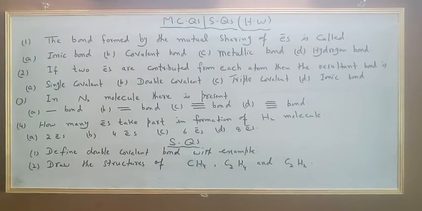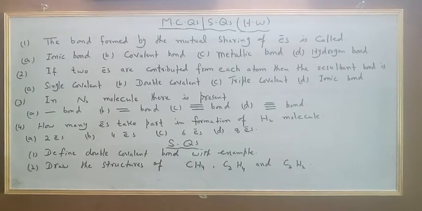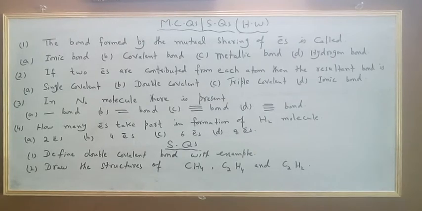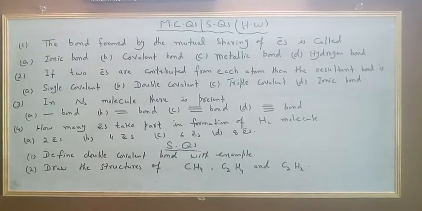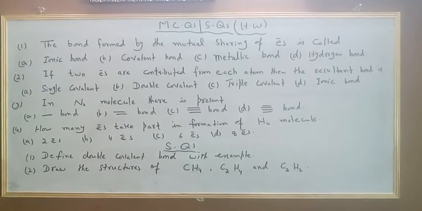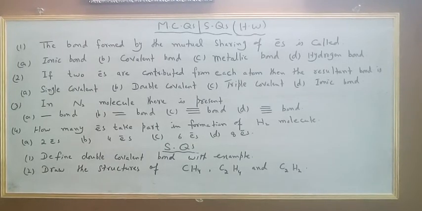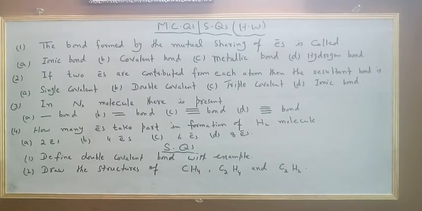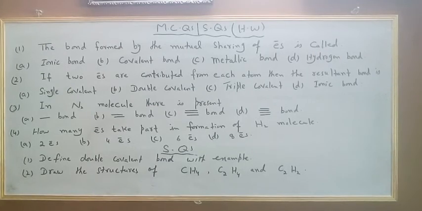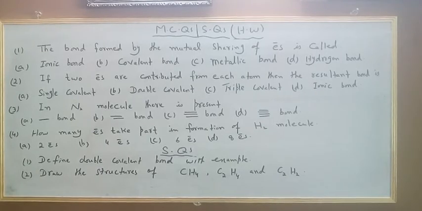Number 2: if two electrons are contributed from each atom, then the resultant bond is: A. Single covalent, B. Double covalent, C. Triple covalent, D. Ionic bond. MCQ number 3: in the nitrogen molecule, there is present: A. Single bond, B. Double bond, C. Triple bond, D. Tetra bond.